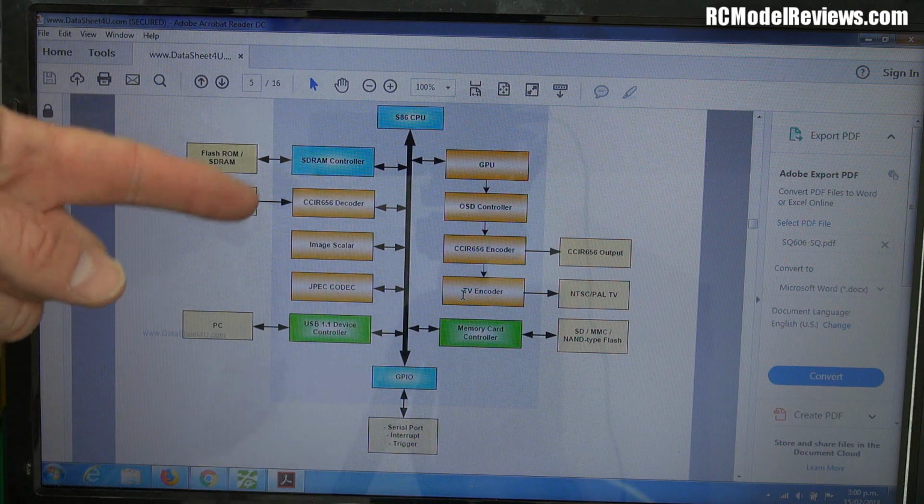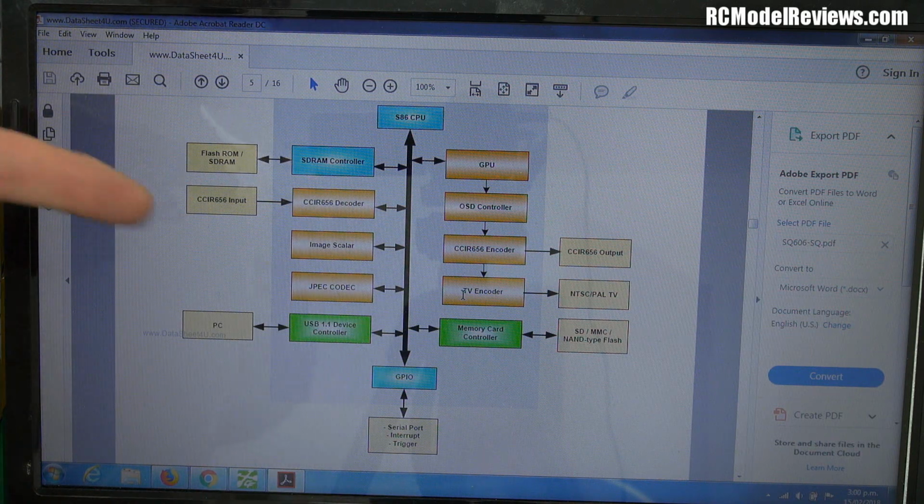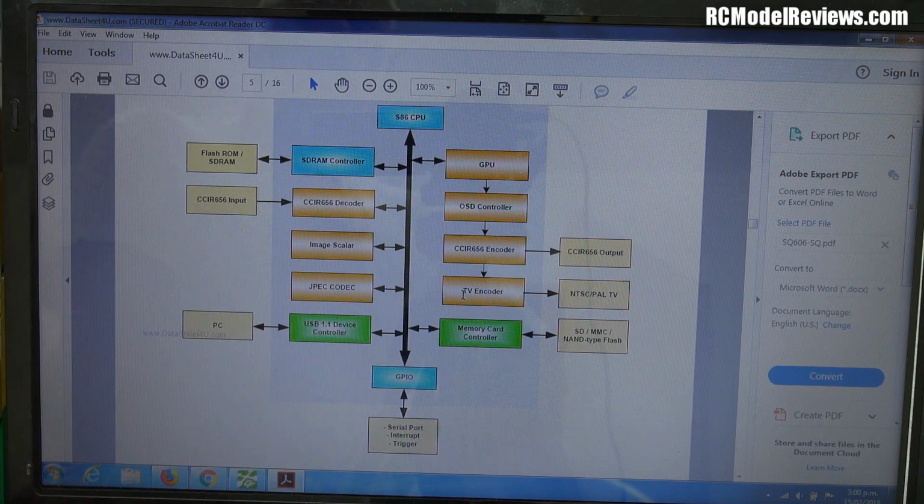In this system, each frame is stored in its entirety. So if you lose a frame, you've only lost that frame, and it's not going to affect following frames. So this is much more robust for the purposes of a digital FPV system.